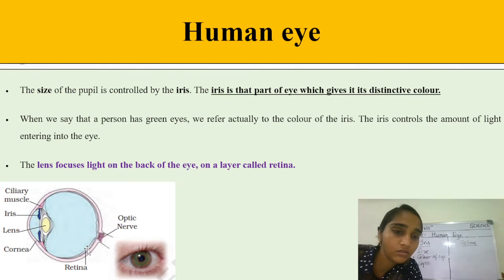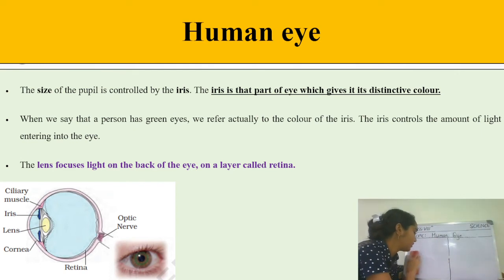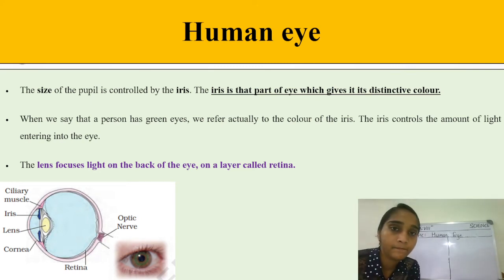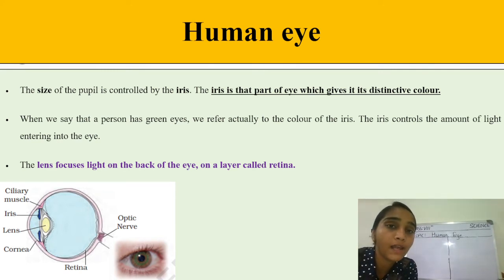So what is the retina, students? Yes, the retina is that part of our eye at which the image is being formed. And what is the iris? Yes, the iris is related to the size of the pupil, which is controlled by the iris, and it is that part which is giving distinct colors. So if I say that my eyes are black, what am I referring to? Yes, I'm referring to the color of the iris of my eye being black. Okay, very good.